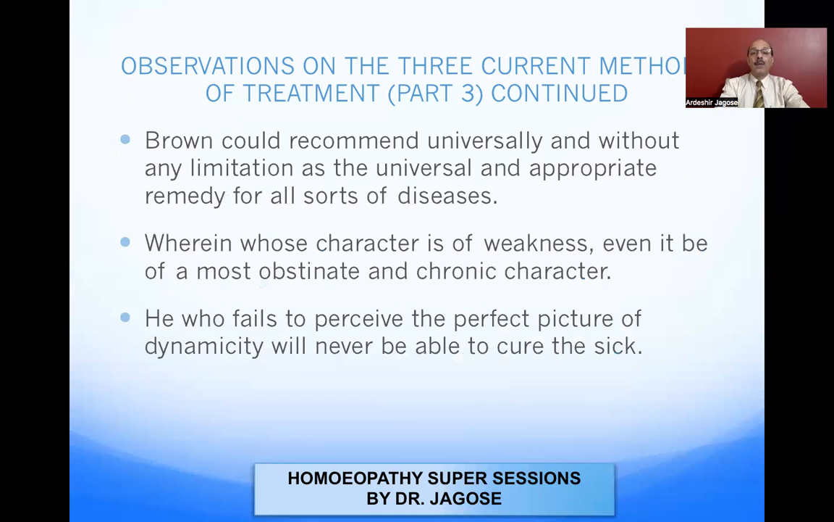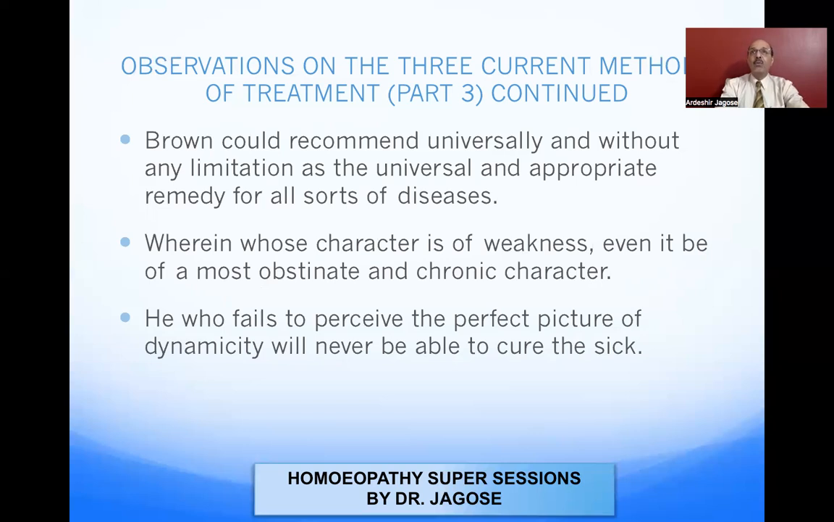Now, Brown could recommend universally and without any limitation a universal and appropriate remedy for all sorts of disease. This is the Brunonian system of medicine invented by Brown. He said that all sorts of remedies could be used for all sorts of diseases whose character is of weakness, even if it be of a most obstinate and chronic character. So Brown was of the opinion that he could, without any limitation, cure all the diseases of any sort, even if the disease is of a weak character and most obstinate or even chronic.